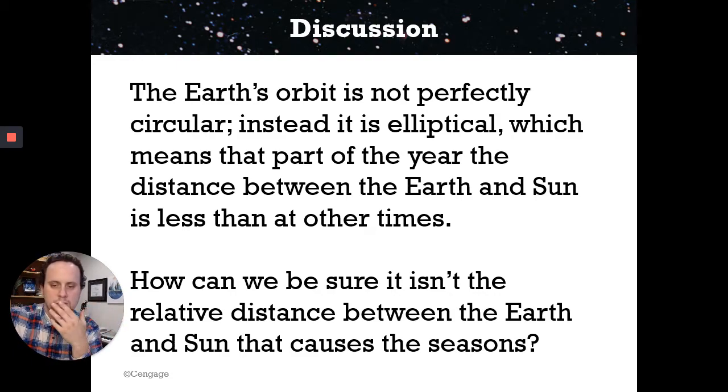So how can we be sure, I want you to think about this, how can we be sure it isn't the relative distance that causes the seasons, and more so the light incident on the Earth? Think about how you know for sure in your head that it is what I'm telling you. It is the light energy that's hitting the Earth, and it's not the distance to and from the sun. Think about some things that we've already talked about.